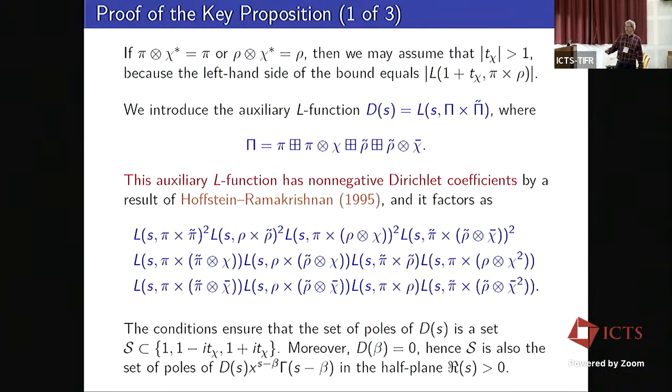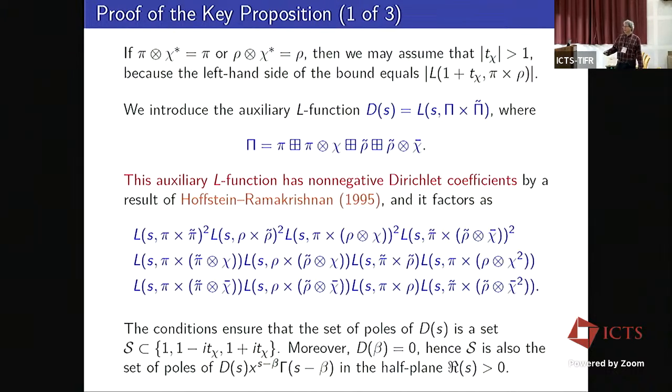The pole can only be there in the second line when pi is the dual of pi twisted by chi, which happens if and only if pi enjoys a self-twist by chi star. And from the third line, we get a pole likewise. So these two cases that I sorted out in the beginning as a technical assumption, they actually are about the case when there is a pole coming from the second line and a pole coming from the third line, at 1 minus it chi and 1 plus it chi.